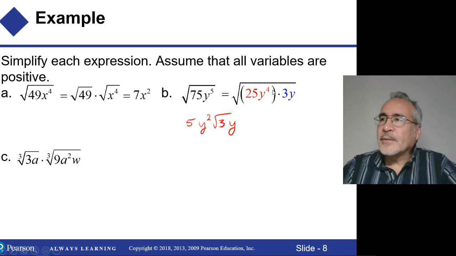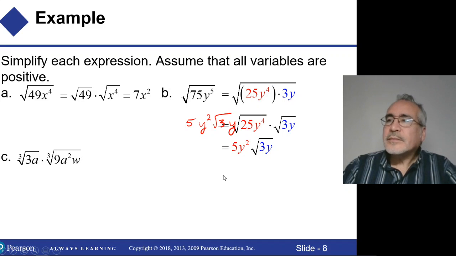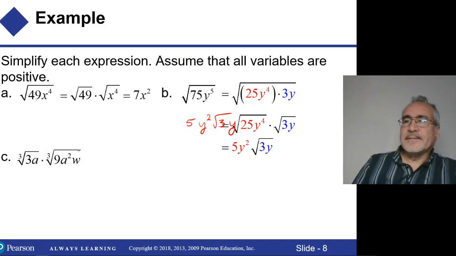Yeah, 25 times 3 is 75. y to the fifth, they broke it down as y to the fourth and y to the first. That would give us the y to the fifth. But this one, everything will be able to come outside, right? 25y to the fourth, breaking it into two different houses. Okay, and this is 5y squared, which we had, and 3y still inside the radical. That's how that's going to simplify.